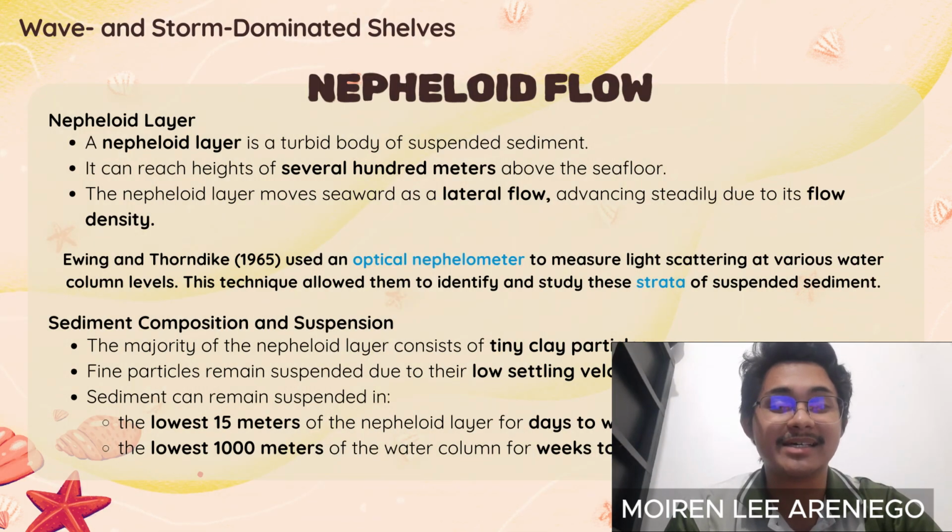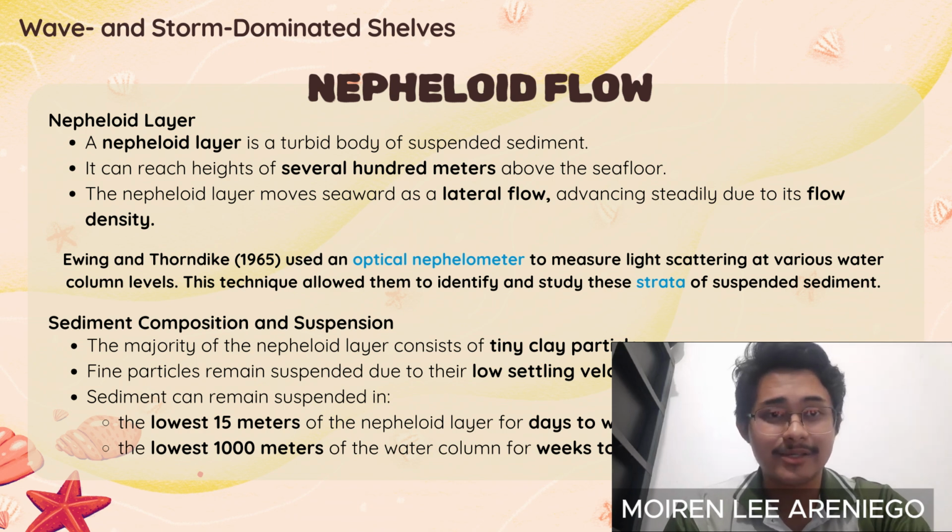The next thing is the nepheloid flow. Again, has anyone ever heard a word or anything about the nepheloid flow? A nepheloid layer is a turbid body of suspended sediment that may reach a height of several hundred meters above the seafloor. It is also moved seawards as a lateral flow, advancing steadily due to its flow density.